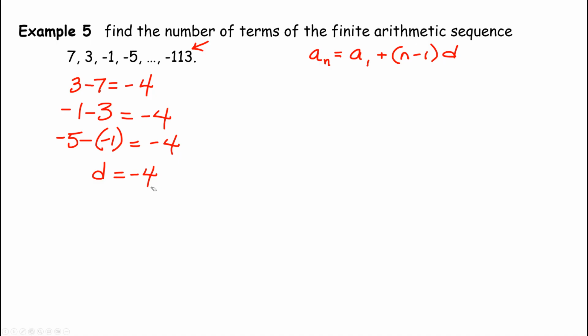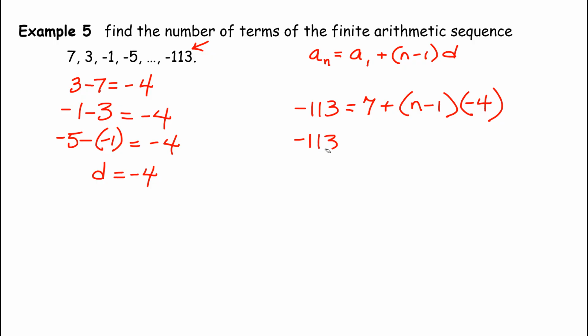All right. Now, all we have to do is put that information into this equation for an arithmetic sequence, and we'll figure out what term that -113 is. So -113 is a sub n. We don't know what term it is, but we know its value is -113. That should equal a sub 1, which is 7, the first term, plus n minus 1 times -4. Now, n is the thing we don't know. It's the nth term, but what is n? And that's what we can now solve, because that's the only unknown in this equation.